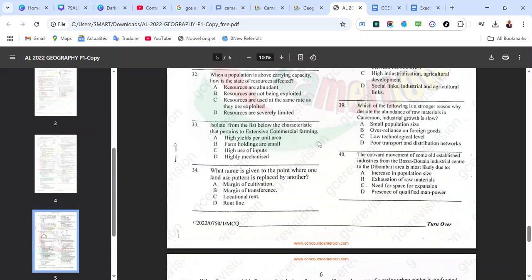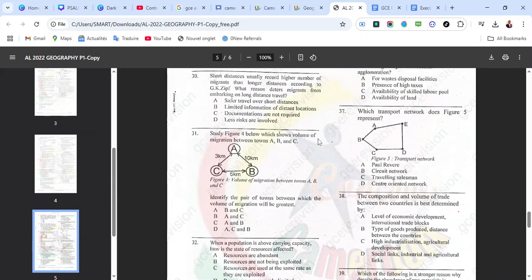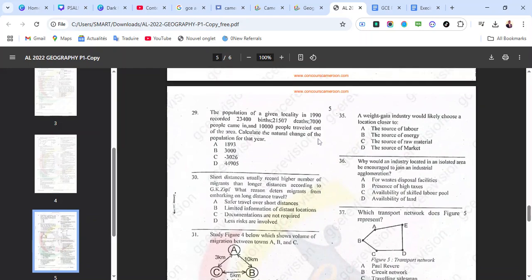What name is given to the point where one land use pattern is replaced by another? Correct answer is D, rent line. A weight-gaining industry will likely choose a location closer to. Correct answer for 35 is C, the source of raw materials.